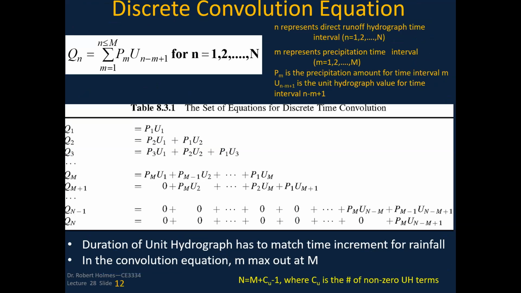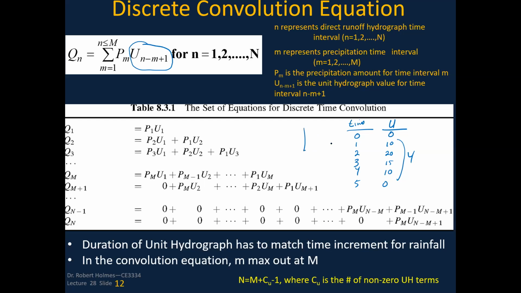Now, let's talk about this discrete convolution equation, because this is very useful to understand how this works. Let's break these components down. I've got a unit hydrograph and I'm just going to give you a quick, easy one here. So time zero, time step 1, 2, 3, 4. Let's go to 5 here. So we've got 0, and let's go 10, 20, 15, 10, 0. So we've got 4 non-zero unit hydrograph terms.